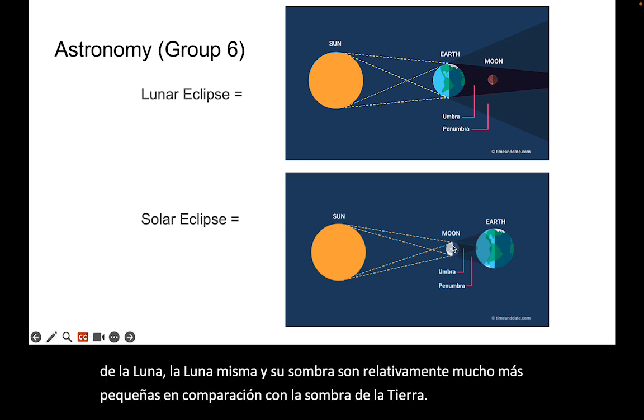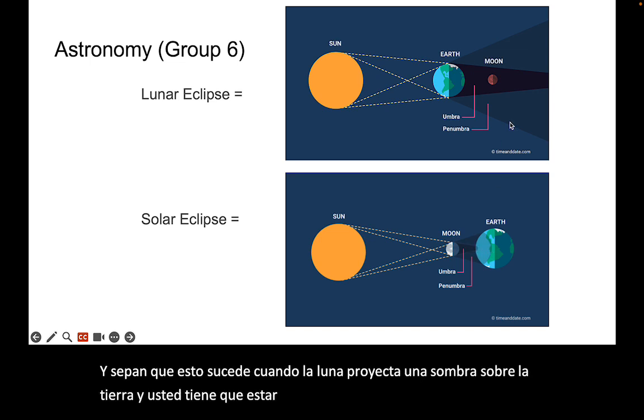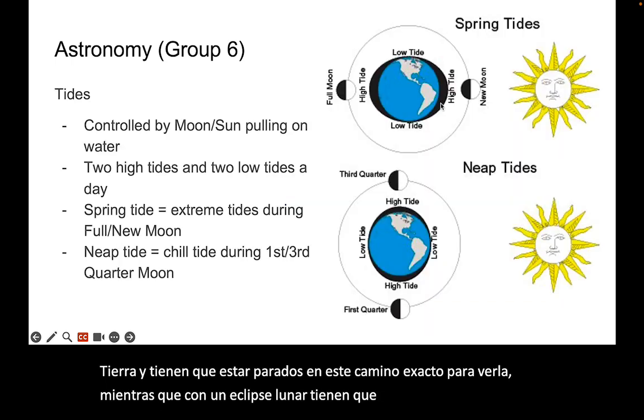And know that this happens when the moon casts a shadow on the Earth, and you have to be standing in this exact path to see it, whereas with a lunar eclipse, you have to be standing anywhere on the nighttime side of Earth to see it.